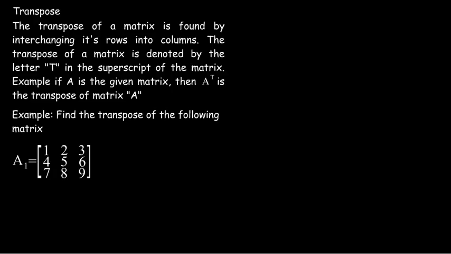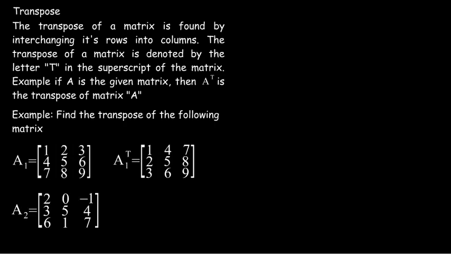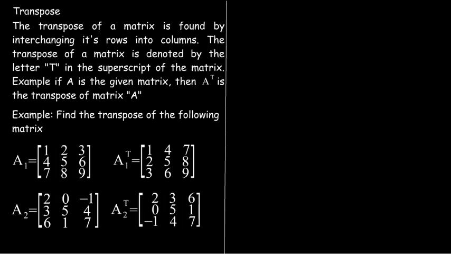Now A1 transpose, which means we are interchanging our rows with our columns. Our rows, which are 1 2 3, 4 5 6, 7 8 9, become our columns, so it becomes 1 4 7, 2 5 8, and 3 6 9. Now our second example, A2 equals matrix 2 0 minus 1, 3 5 4, 6 1 7, and A2 transpose will be equal to interchanging our rows with our columns.